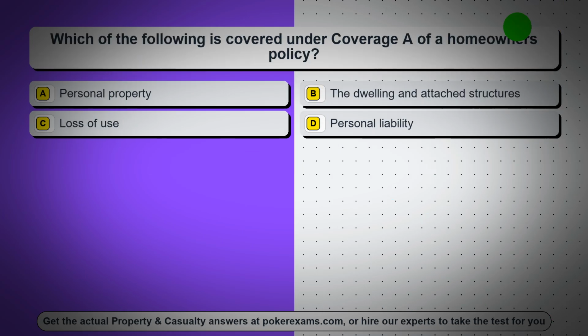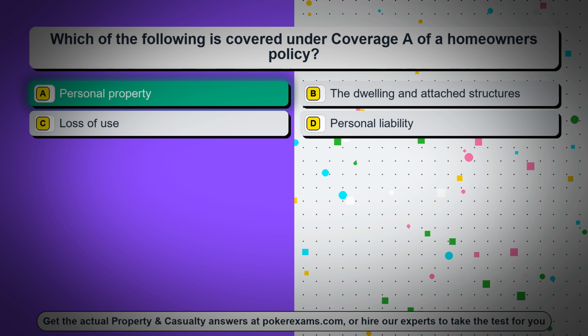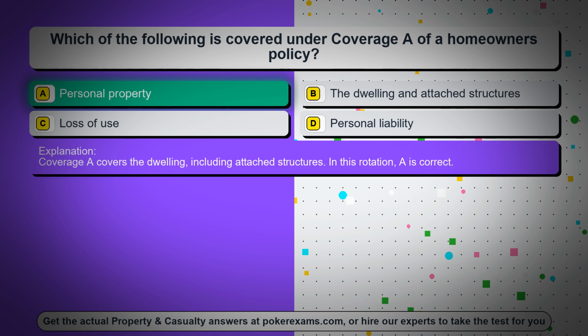Question 37. Which of the following is covered under coverage A of a homeowner's policy? Option A, personal property. Option B, the dwelling and attached structures. Option C, loss of use. Option D, personal liability. The correct answer is option A, personal property. Coverage A covers the dwelling, including attached structures.